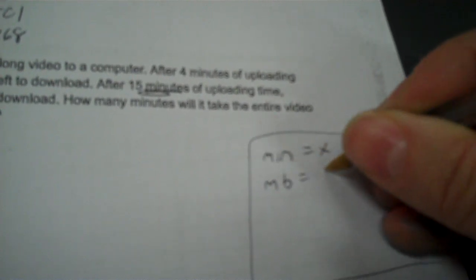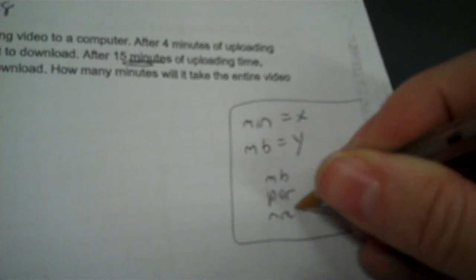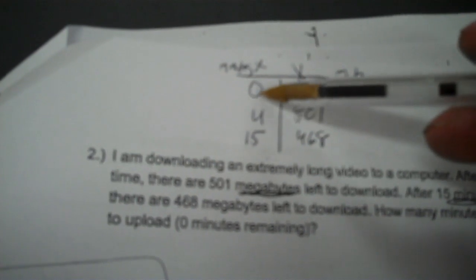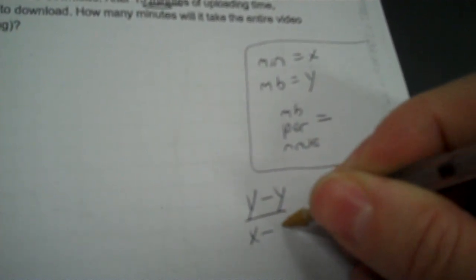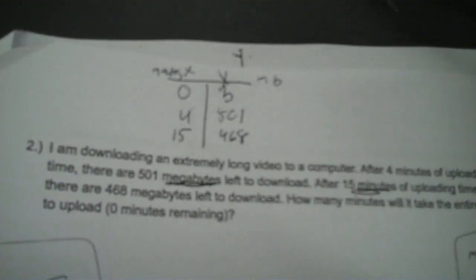Time is X, megabytes is Y, and per. Megabytes per minute. Now, unlike the last problem where I was going up by 1, in increments of 1, here it's not. At 0, it skips to 4, it gets to 15. So I really don't know what it's going up by every single minute. So, to find the megabytes per minute, I'm going to take Y minus Y divided by X minus X, and that'll tell me what it's going up by every minute. Now remember, Y is megabytes, X is minutes.